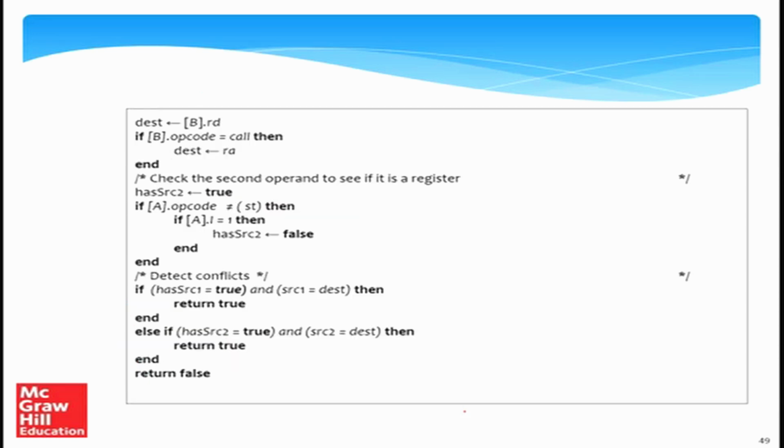Now, let's look at the destination. In the destination field, by default the rd register is the destination. However, here also one special case needs to be considered. Say if instruction B is a call instruction, then the call instruction writes to the RA, the return address register. So the RA register is saved in dest. That is one special case.